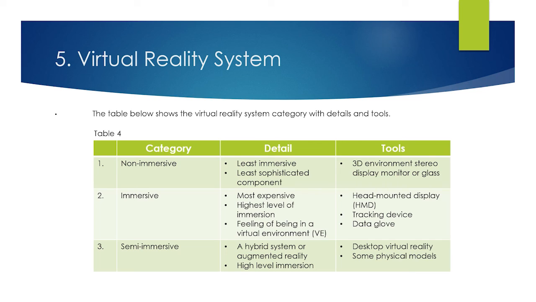Number 1. Category non-immersive. Non-immersive is the least immersive, with the least sophisticated components, and it uses a 3D environment, stereo display, monitor, or glasses. Number 2. Immersive has the most expensive equipment, the highest level of immersion, and the feeling of being in a virtual environment. Immersive uses a head-mounted display, HMD, a tracking device, and a data glove. Number 3. Semi-immersive is a hybrid system or augmented reality, and it has a high level of immersion. The tools semi-immersive uses are desktop virtual reality or some physical models.